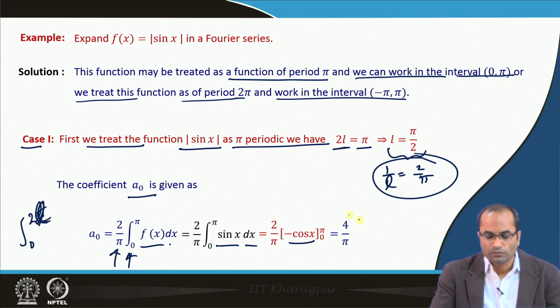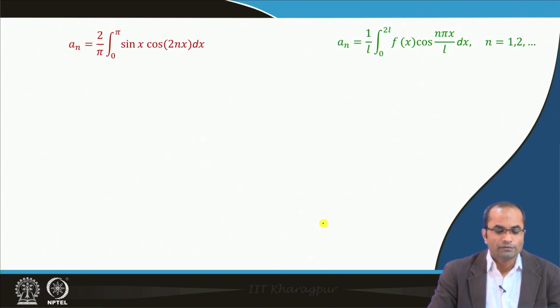So, that we will get 4 over pi. So, that is the first coefficient, a naught, 4 over pi. Now, we will compute a n.